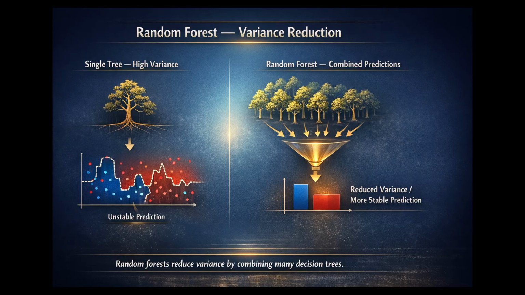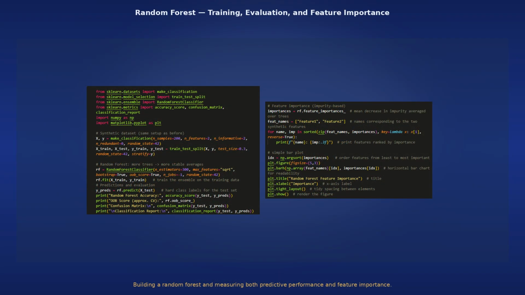Random forests address the single tree's central weakness, variance, by building many trees and combining their predictions. Each tree trains on a different bootstrap sample of the data. At every split, only a random subset of features is considered. This double layer of randomness decorrelates the trees, so their errors do not all point in the same direction. When predictions are averaged, the individual errors tend to cancel.